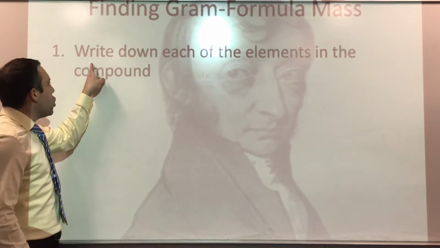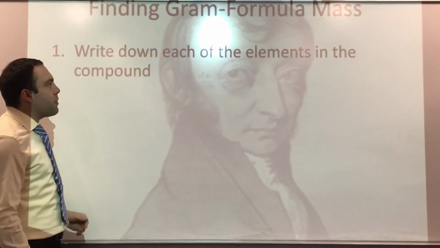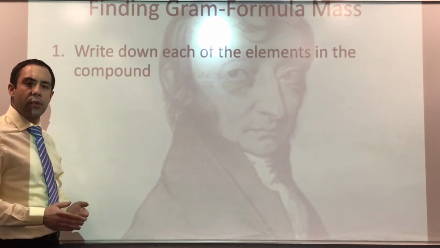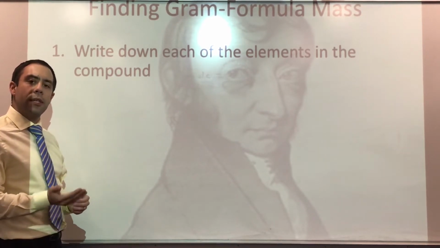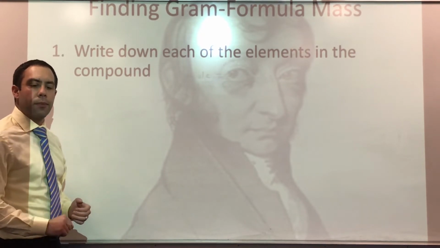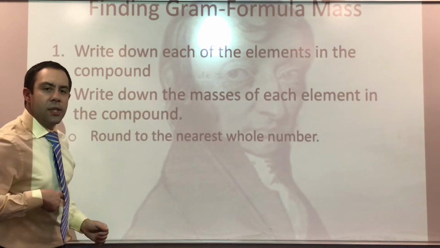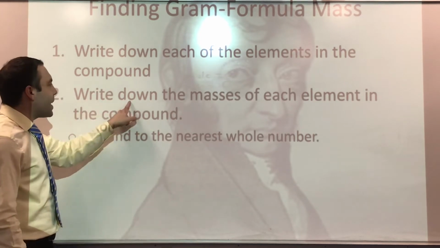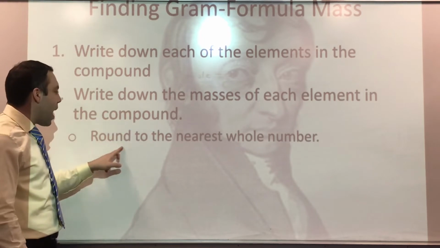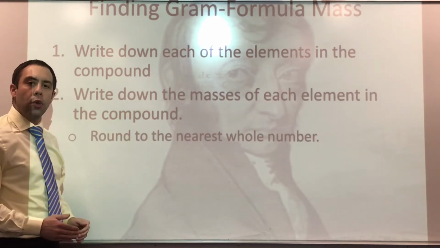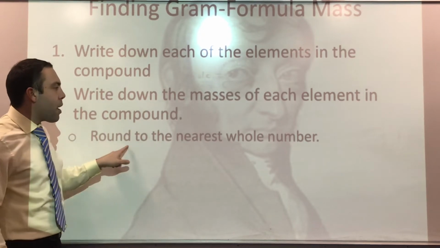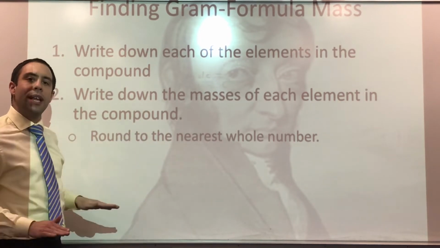Step 1, you're going to write down the symbol of each of the elements in the compound. So for glucose, C6H12O6, you would write down the C for carbon, the H for hydrogen, and the O for oxygen. Step 2, you're going to write down the masses of each element in the compound. And you're going to round that to the nearest whole number. No decimals.